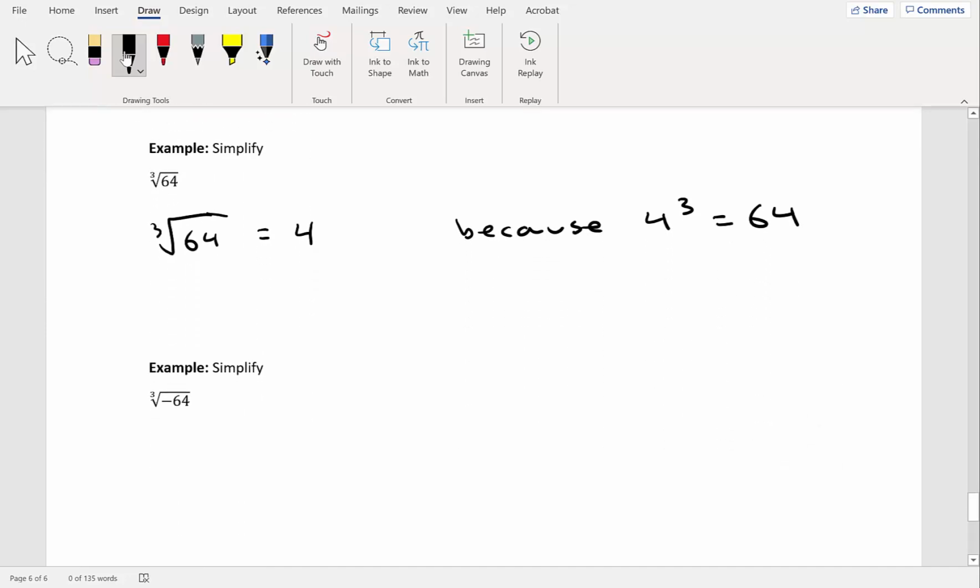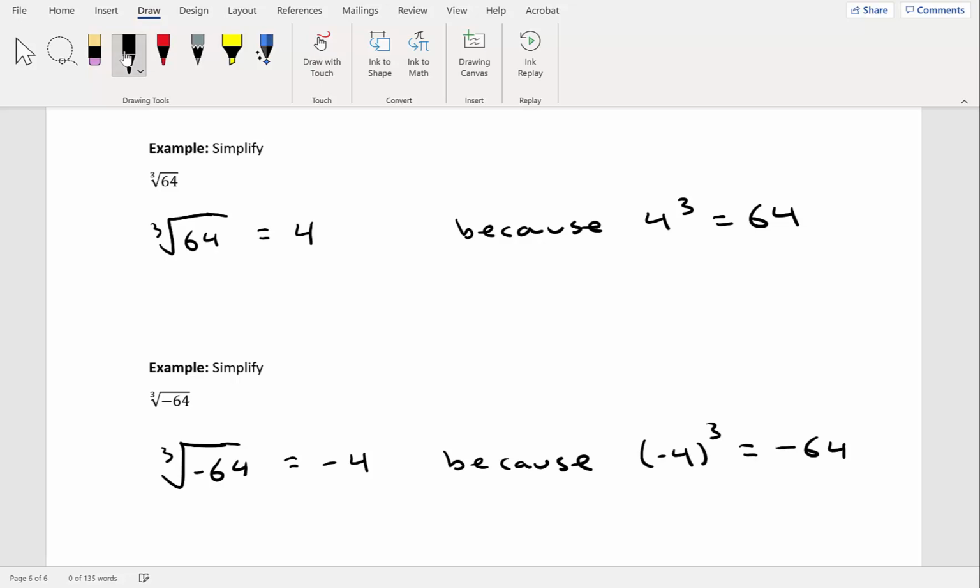Okay, what about this next problem? Cube root of negative 64. When we were dealing with square roots, we couldn't have a negative inside of the square root. When you're dealing with cube roots, it's fine to have a negative. And this is the reason why. The cube root of negative 64 is equal to negative 4. And this is because negative 4 raised to the third power actually gives me negative 64.